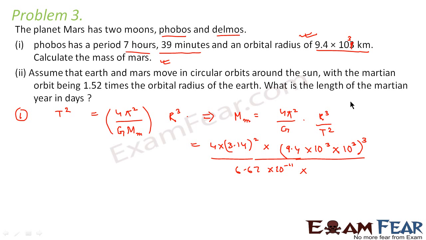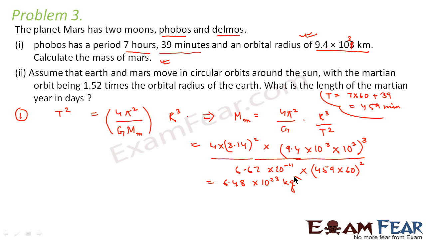So convert this into seconds. Let us convert it here: time is equal to 7 into 60 plus 39, which will be equal to 459 minutes. So this will be the time period. So here T square would be 459 into 60 whole square. So this value comes out to be 6.48 into 10 to the power 23 kgs. So this is the mass of Mars.